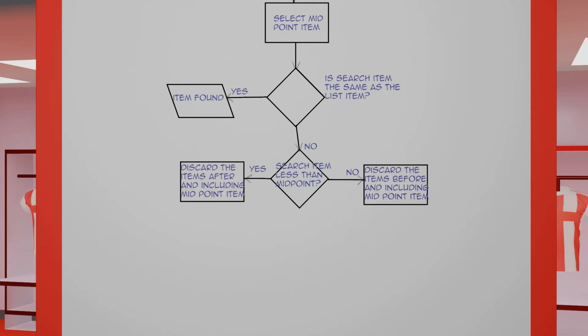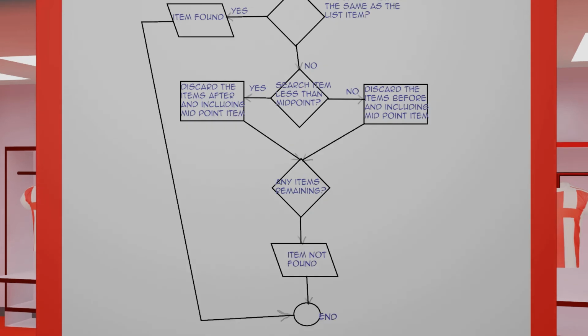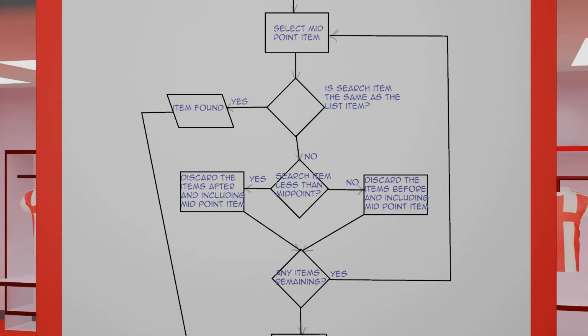If it is, then we discard all of the list items after and including the midpoint item. If it's greater, then we discard the items before and including the midpoint item. If there are no items left to check, then the item we're searching for is not there. Otherwise, we select the midpoint item from the remaining items and repeat the whole process.